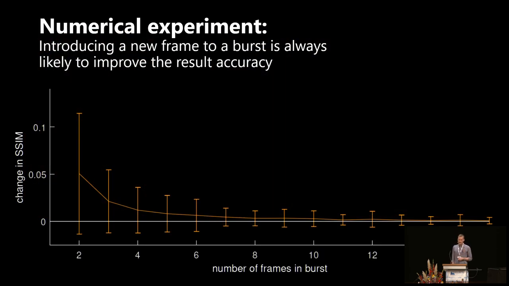One numerical experiment we made was studying how the reconstruction quality depends on the number of inputs. For example, this first bar here shows that when you have a single image and you add a second image to that burst, you're likely to experience a large increase in the SSIM of the reconstruction. Of course, the particular shape of this curve depends very heavily on the data set. This was on our synthetic data.